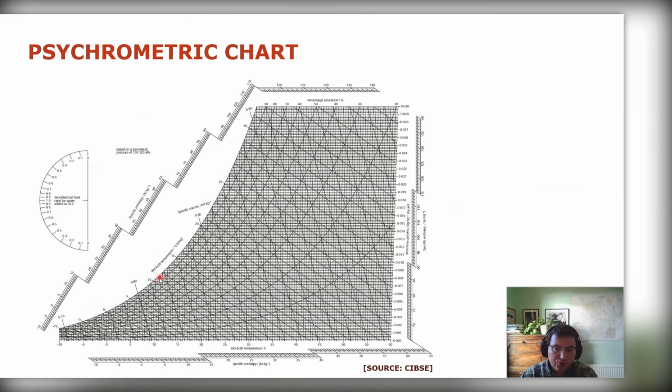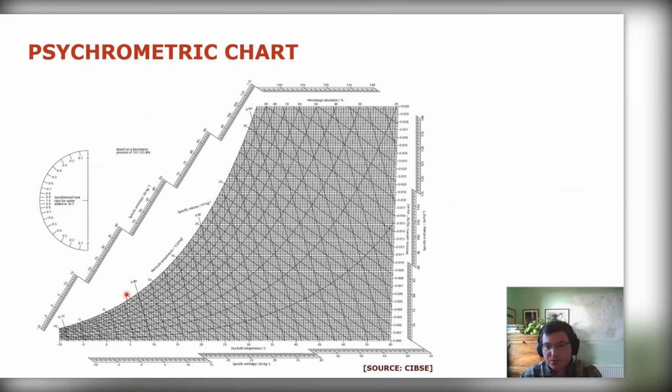And if you try to go this way on the graph, i.e. cool it down further, the moisture will start to condense. And we'll talk about it when we talk about the cooling coil. But that basically is the point. It's the dew point. That's the point where the water vapor will be turning into liquid.